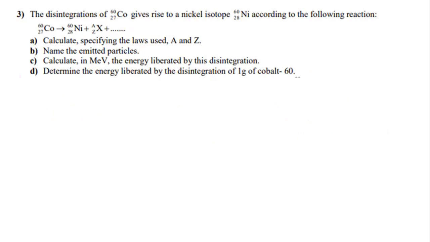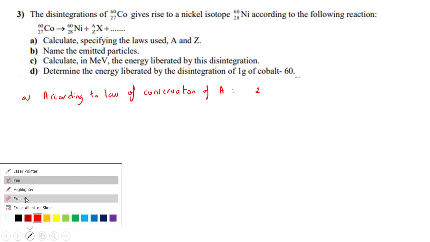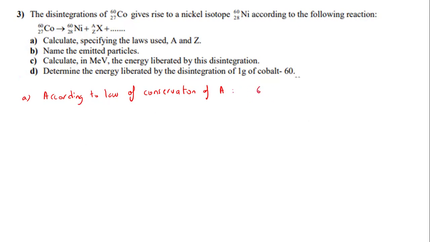Now, part 3. The disintegration of the cobalt gives rise to the nickel isotope Ni according to the following reaction. Calculate A and Z, specifying the laws used. So part A, according to the law of conservation of mass number A, we have 60 equals 60 plus A, which means A equals 60.